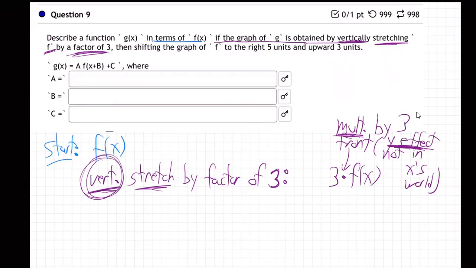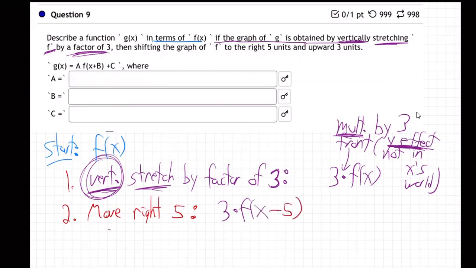Okay. Next, step 2. We're going to move it right. So not stretch it this time, but now move right 5. What's going to move this graph right 5? Well, we're going to take what we had before, 3 times f of x. And then how do we move right 5? Well, we got to come into x's little world. We got to go x minus 5.